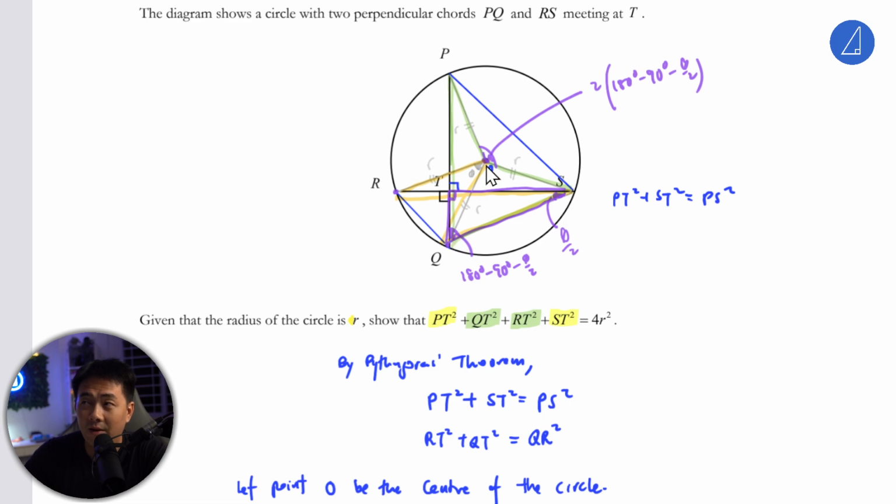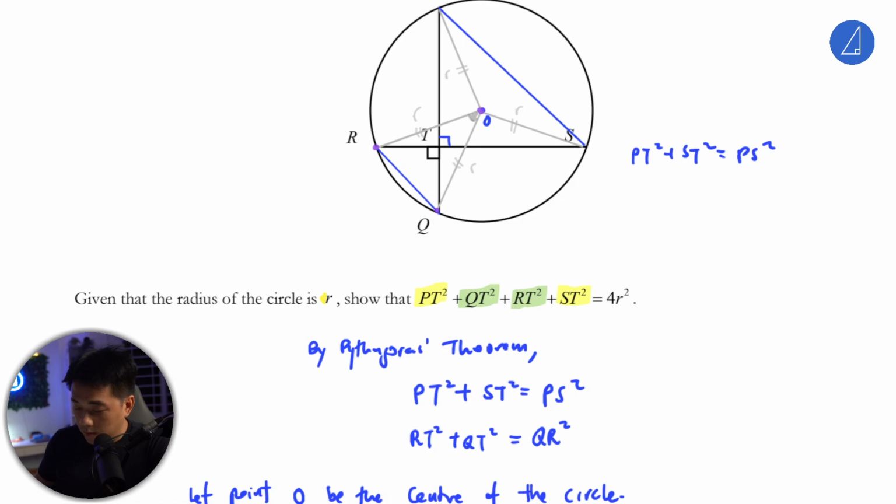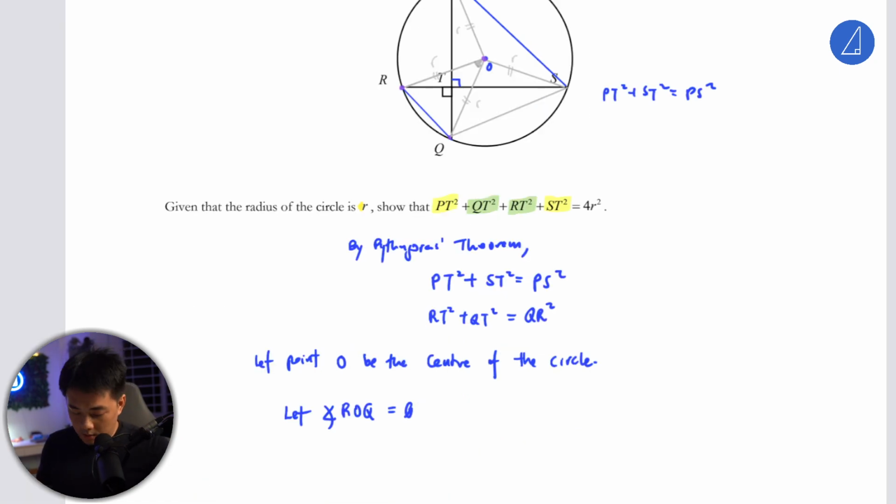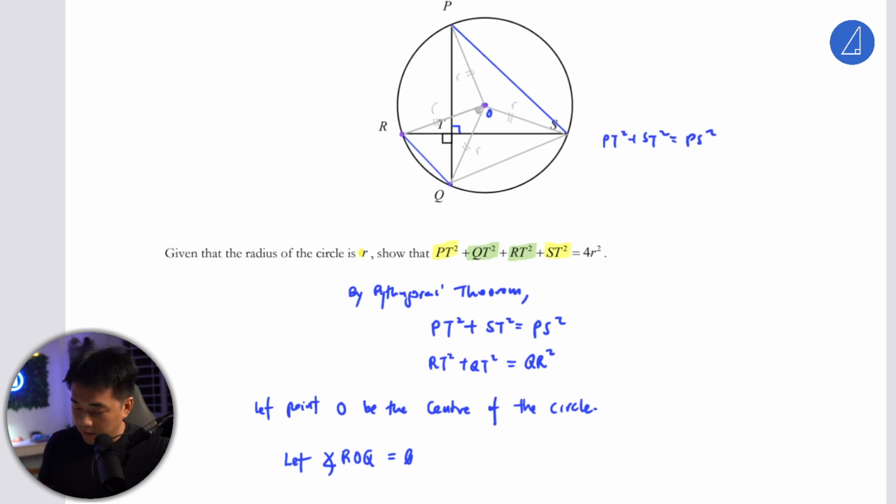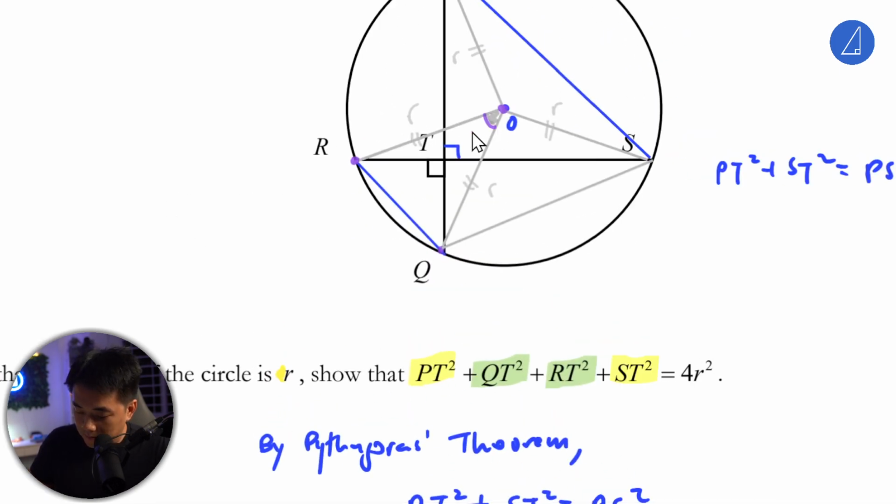Then we halve it again to twice it to get the angle at the center here. Okay, so once we have that, we can relate this angle opposite of this line and this angle opposite of the other line over there. So I'm going to write the steps one by one. Let angle ROQ be theta. So this is theta over here.